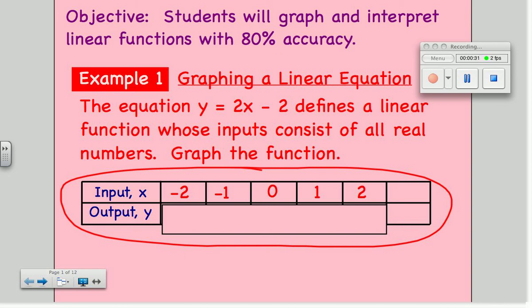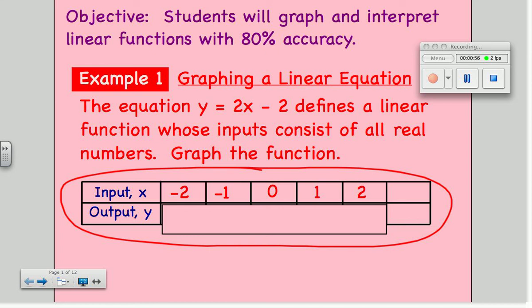And by interpreting it, you're going to tell us things like whether the graph increases, moves up, or decreases, goes down. You're going to tell us if it's a linear equation or not, like you did earlier today. Okay? So we're going to graph and interpret. So this is example 1. Make sure you write this down, graphing a linear equation.